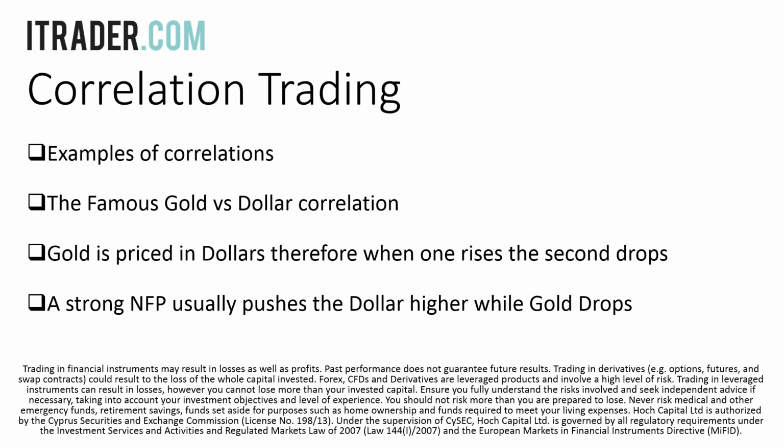A strong NFP, for example, a good interest rate decision, anything that supports the US dollar, like a strong NFP, usually pushes the US dollar higher while gold drops. Now, let's try to see.